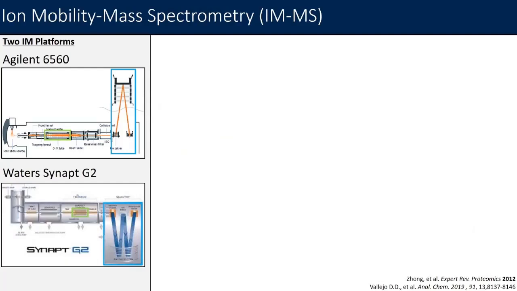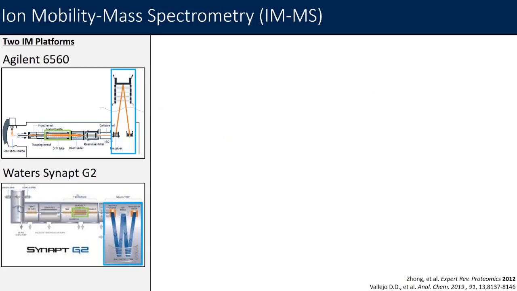So my group takes this native mass spectrometry approach and grafts it onto ion mobility mass spectrometry. We use two different platforms, mainly in my laboratory, to do these types of measurements. The Agilent 6560, which my group has really helped to modify for optimal use for native mass spectrometry, as well as the Waters Synapt G2, which we have used for a number of years now for doing high-quality native mass spectrometry, as well as ion mobility separation.